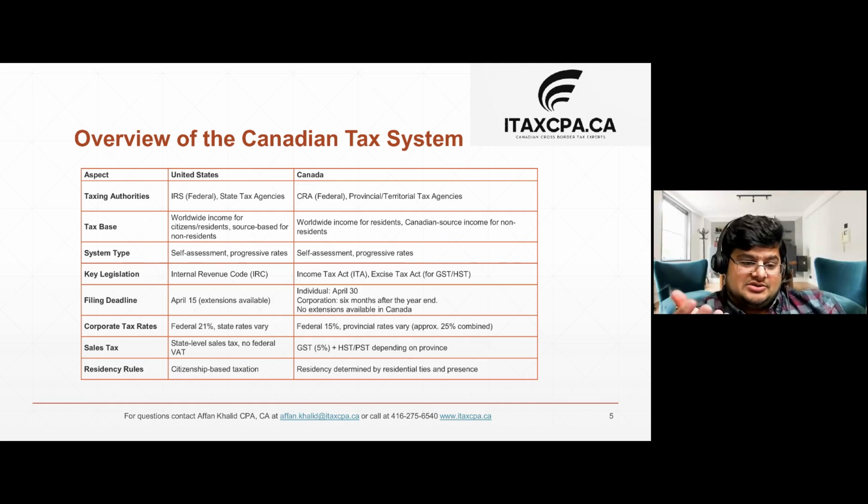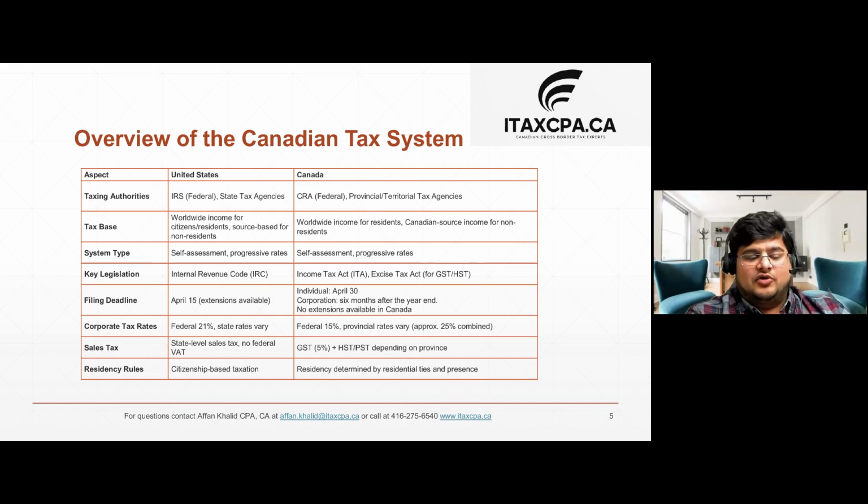So for individuals, the deadline is April 30th of the following year. The fiscal year is the calendar year, so January to December. Whatever income individuals have, they have to file their tax returns by April 30th of the following year. So, say for 2024, the deadline to file personal tax returns is April 30th, 2025. We have some nuances. If you're self-employed, the filing deadline is slightly extended until June 15th.